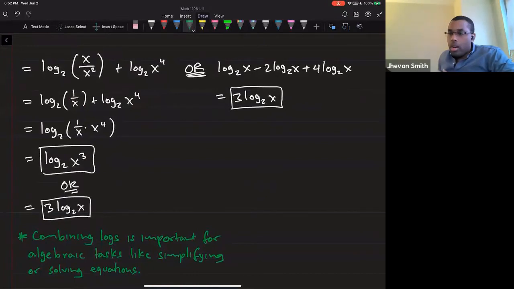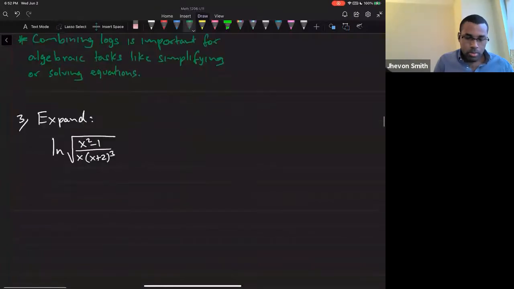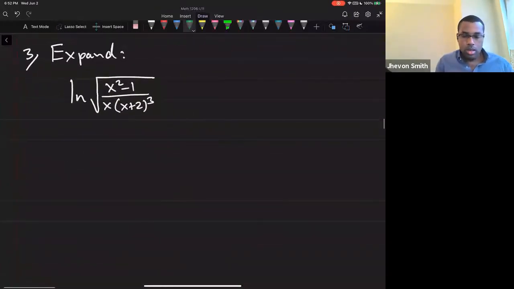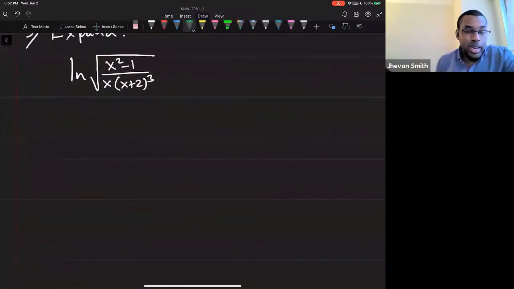So knowing how to combine logs, very important. It tends to be important in context of algebra and simplification and solving equations, just the basic stuff, non-calculus stuff that you would have done before a calculus class. Chances are combining your logs will help you with those things. But we also need to know how to expand them.